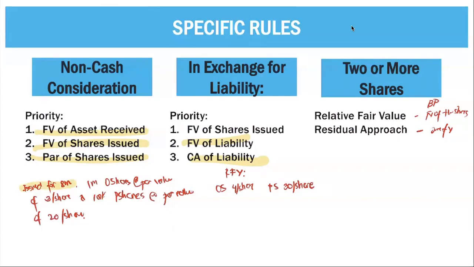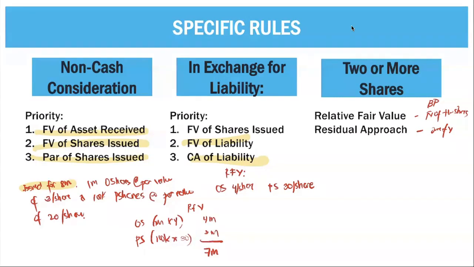So based on the 8 million pesos for OS and for PS, we get first for their relative fair values. So for OS, we have 1 million shares. The fair value is 4. So this is 4 million. For PS, we have 100,000 shares. The fair value is 30. So this is 3 million. So total of 7 million.